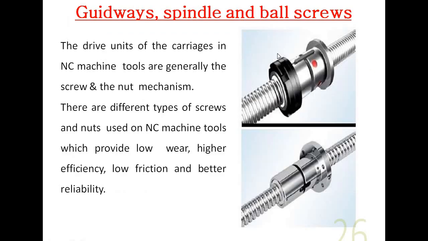Next is guideways, spindles and ball screws. The drive units of the carriage in CNC machine tools are generally a screw and nut mechanism. There are different types of screw and nut used in CNC machine tools, which provide low wear, higher efficiency and low friction with better reliability.